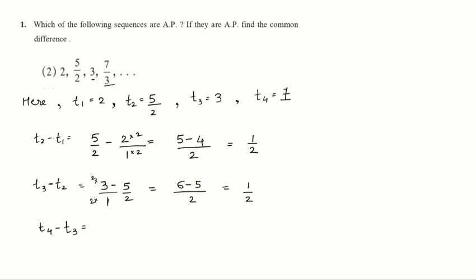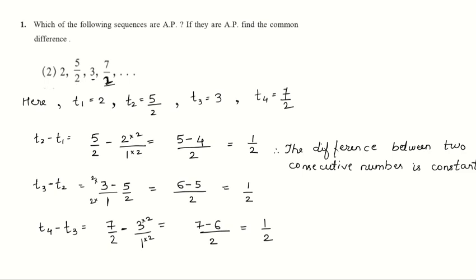I'm sorry, it seems that this is a print error. This should be 7 upon 2 as per the textbook. So T4 is 7 upon 2. T4 minus T3, which is 3, is equal to, as here the denominator is 2, we need 2 as the common denominator. So we will multiply this denominator by 2 and the numerator by 2. So 7 minus 3 twos are 6 upon the common denominator 2. 7 minus 6 is 1 upon 2.